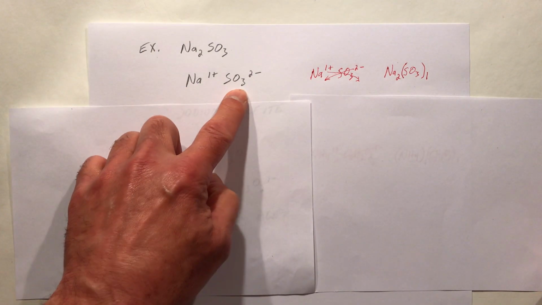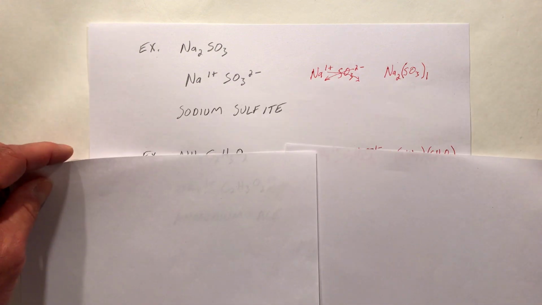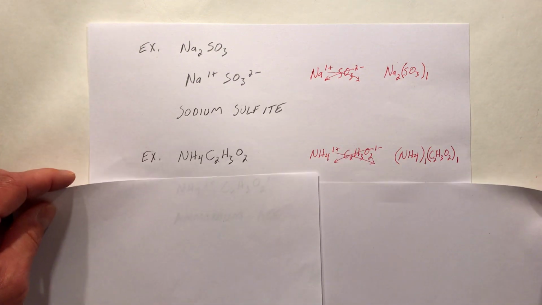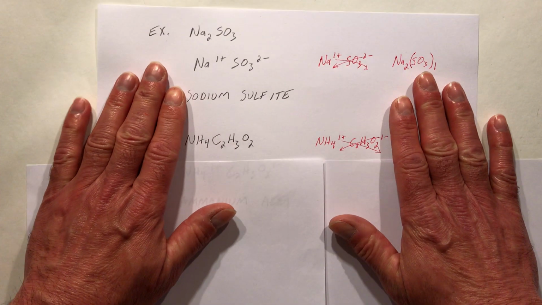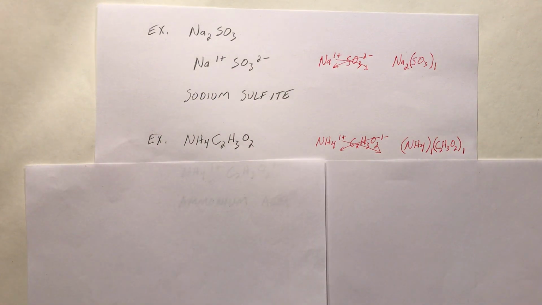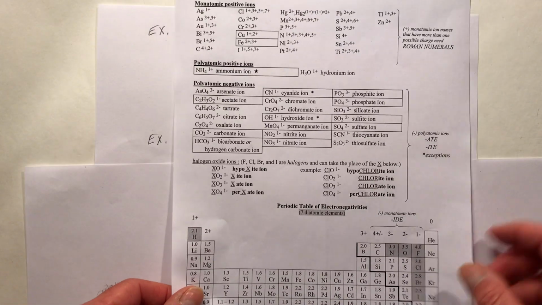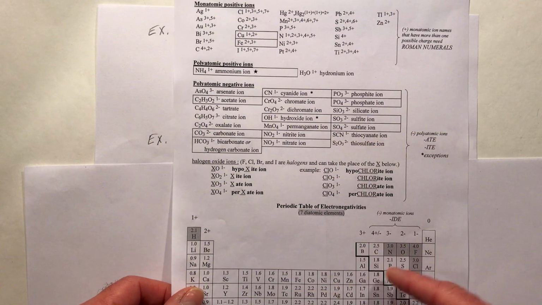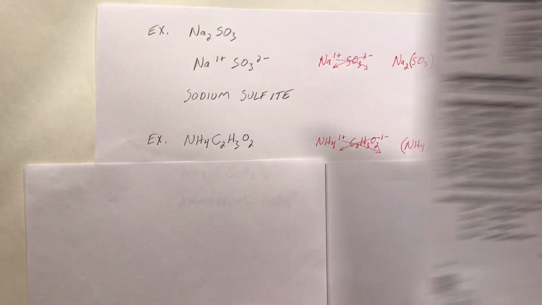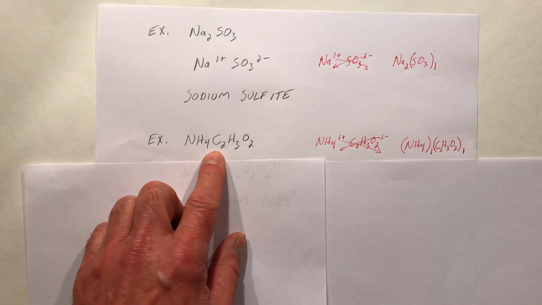Sodium ion, sulfite ion. The compound is sodium sulfite. It's all about finding the ions. So the more familiar you can be with where the ions are and the quicker you can find those, the easier this is.